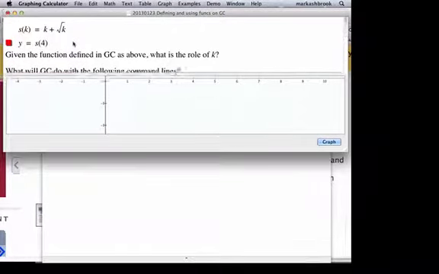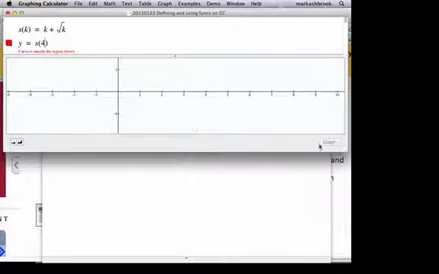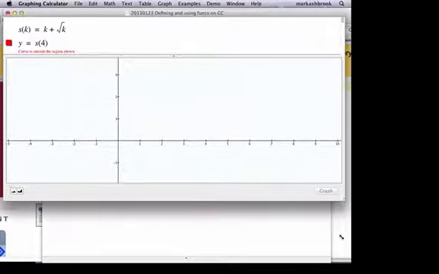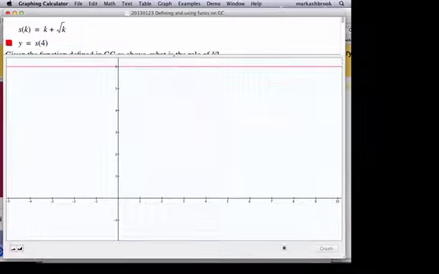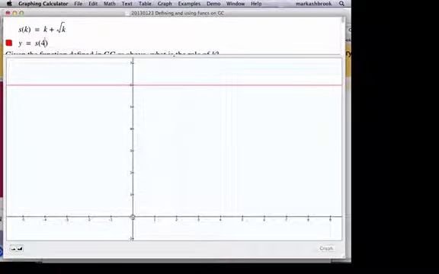Y equals 6. Why? Because what did it do? It took s of 4 and did what? Evaluated it at 4 and graphed y equals that value. See, s of 4 is just a single value, and when you graph a single value, you get a horizontal line. Are we good?